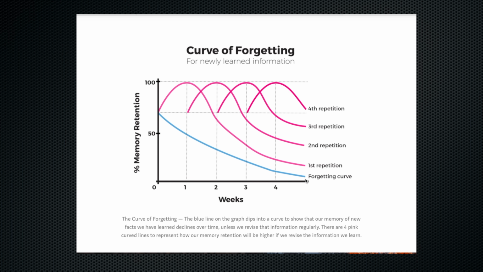The retention goes down. But if you repeat it here, you can see how the percentage memory is a little bit higher. If you repeat it for a second time, and a third time, and a fourth time, then the percentage of memory retention is much higher. So this is the key to repetition. It's going to allow you to remember things much better. And again, we can do this using software so that we're repeating things in the most efficient way possible.